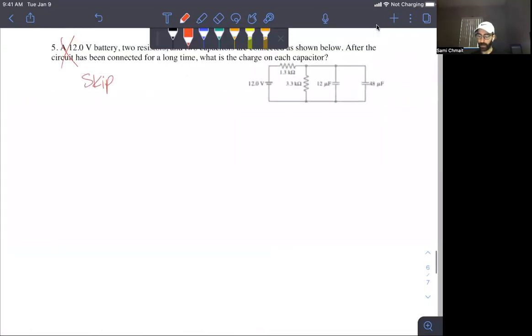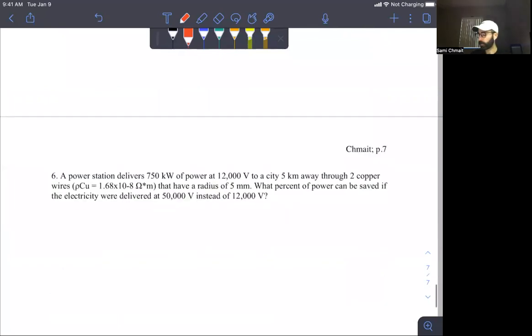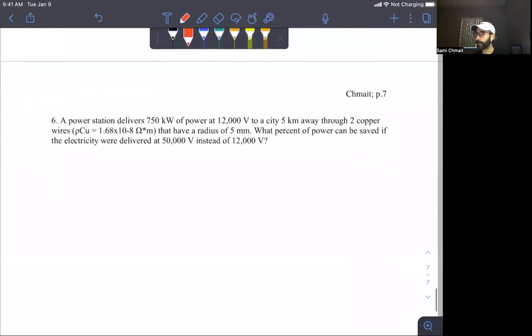All right, we're just not going to do number 5. It's kind of an old style question, and I feel like it's not one that we would see. So we have a power station in question number 6, which delivers 750 kilowatts at that voltage to a city 5 kilometers away through 2 copper wires. We're given the resistivity, and we're given both of their radiuses. What percent power can be saved if they were using a step-up generator, right?